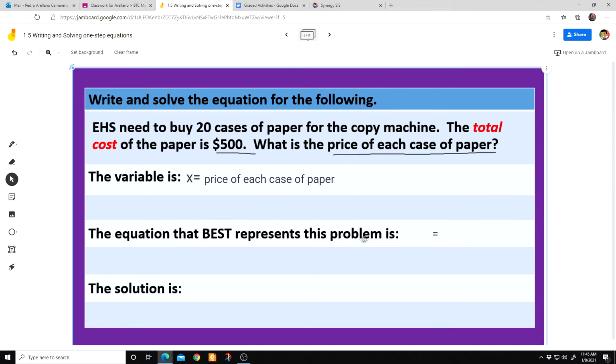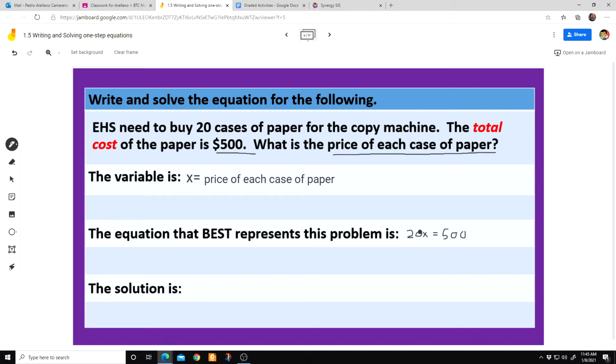So what is the equation that's best going to represent this problem? Well, we know that it is 20 cases of paper that we need. We know x is the price of each case of paper. So it's going to be 20x. So I'm going to write it here: 20x is equal to 500. This is going to help us determine 20 times what will give me 500, and that's going to tell me how much each case of paper was.